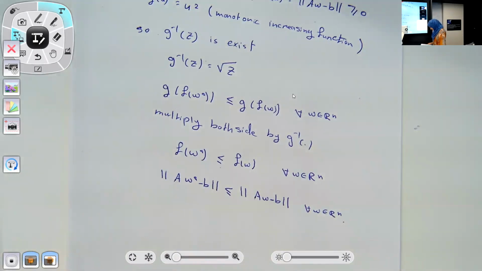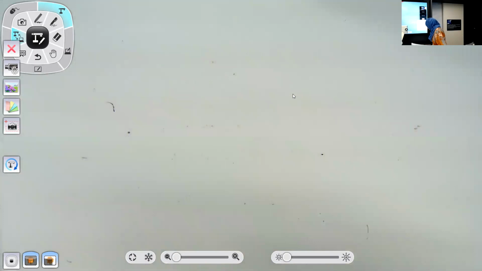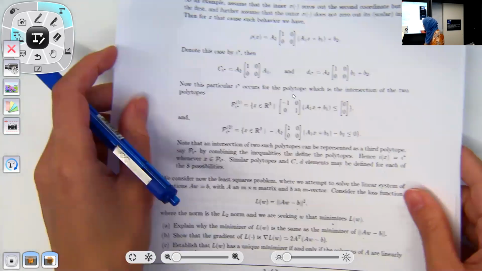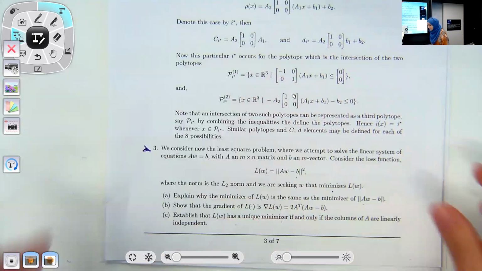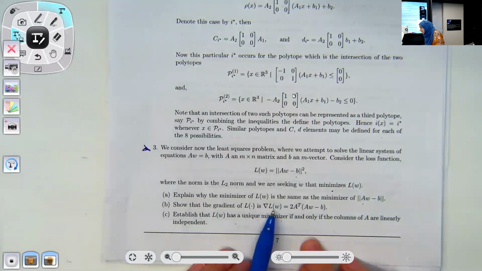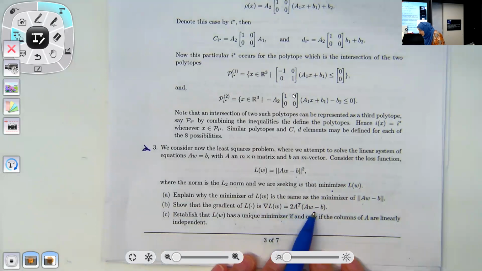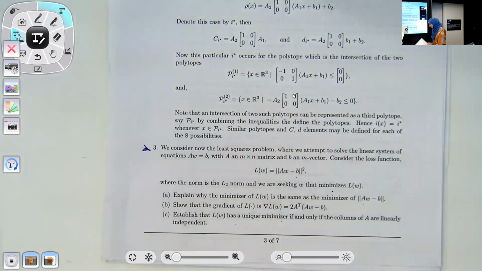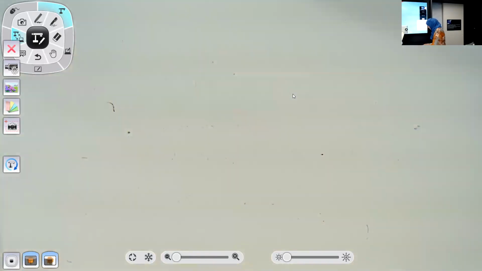The last thing we need is to prove part B. Okay. In part B, they ask, show that the gradient of L, the gradient of L of omega, equals a constant times A transpose multiplied with A omega minus B. We need to prove that. We need to use the same idea. We need to write L of omega as a composition of two functions. Then we need to apply the gradient.